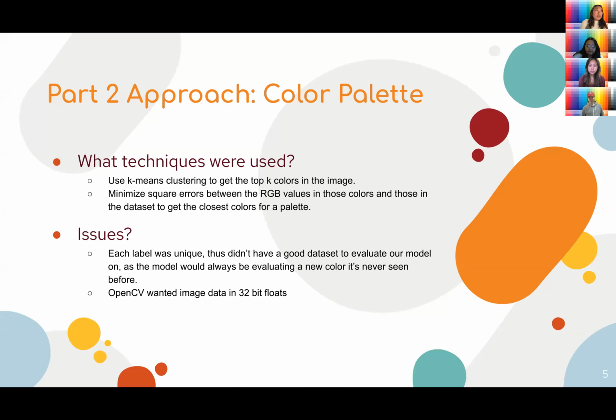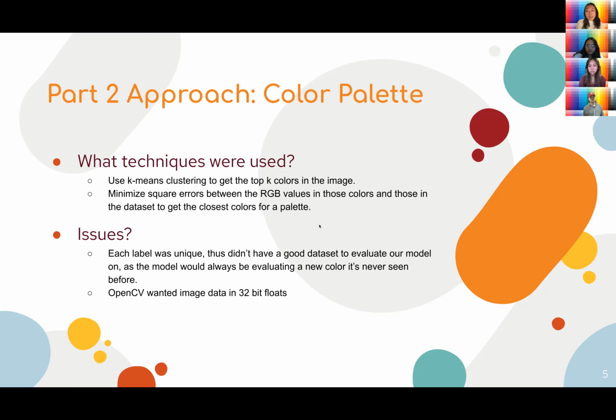The second part of our project was our color palette, and we did this by first doing k-means clustering on an image to get the top k colors in the image. Then we found matches for those colors with colors in our data set. This data set had about 800 colors with corresponding RGB values, color names and hex codes. We found matches by finding the minimum square error between our target color RGB values and the RGB values in our data set to get the closest color or colors for our palette.